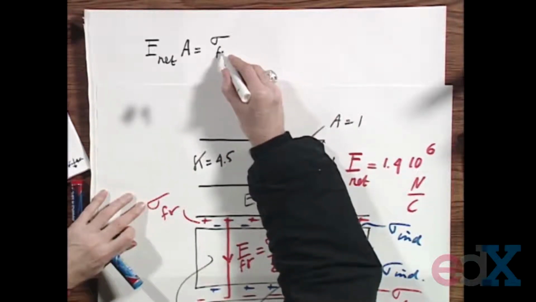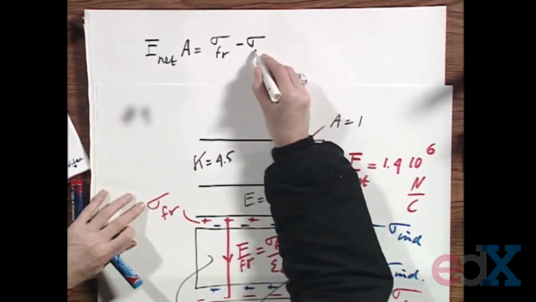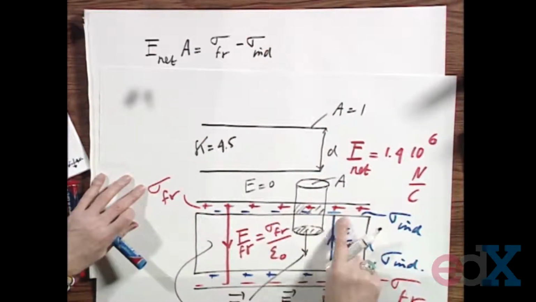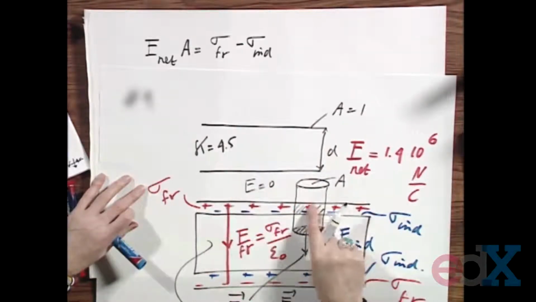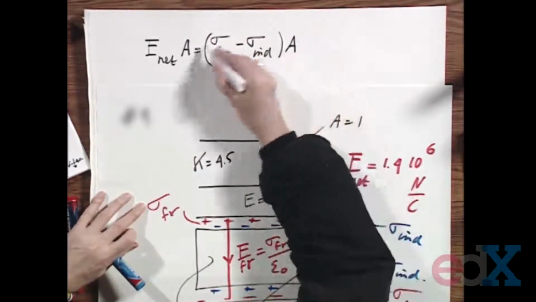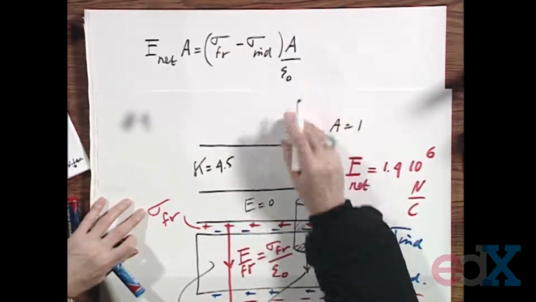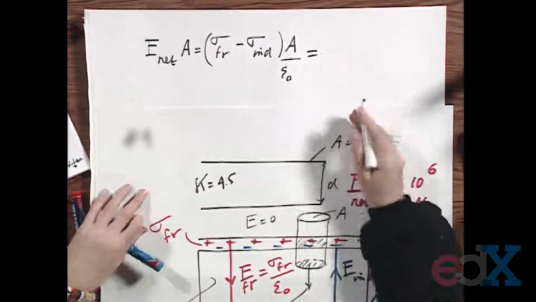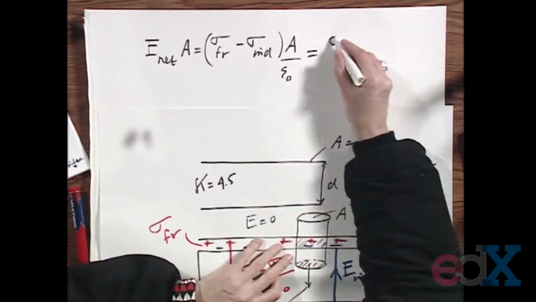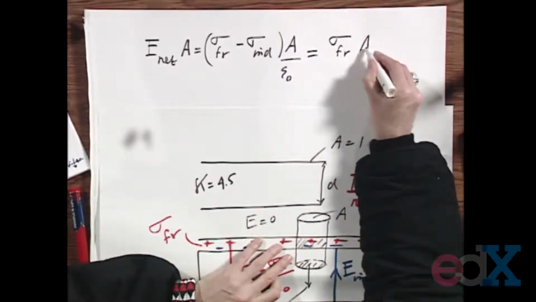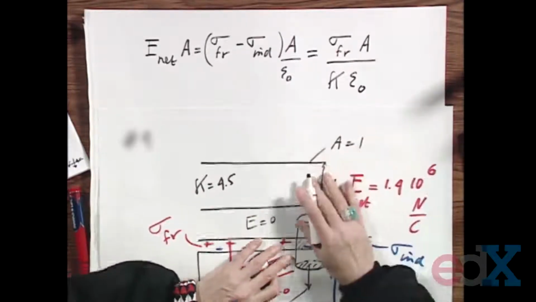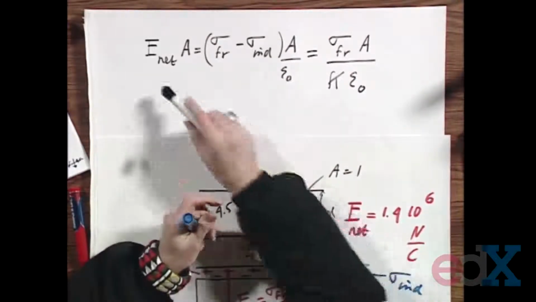What is the total charge inside that box? That is sigma free minus sigma induced. The minus sign because the induced charge here is negative, and I have assumed that this metal plate here is positive. Times A, this is the total charge inside my pillbox, divided by epsilon 0. But, and this is the definition for dielectric, it is also equal to sigma free times A, divided by that dielectric constant K, epsilon 0. This is all the same.